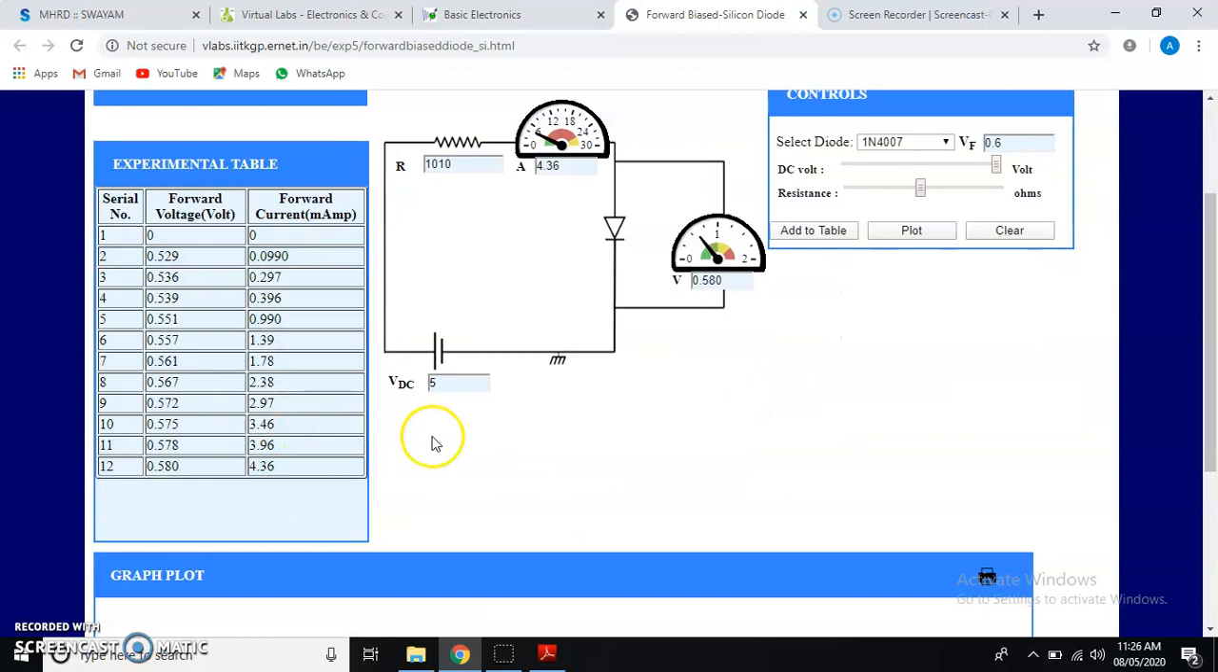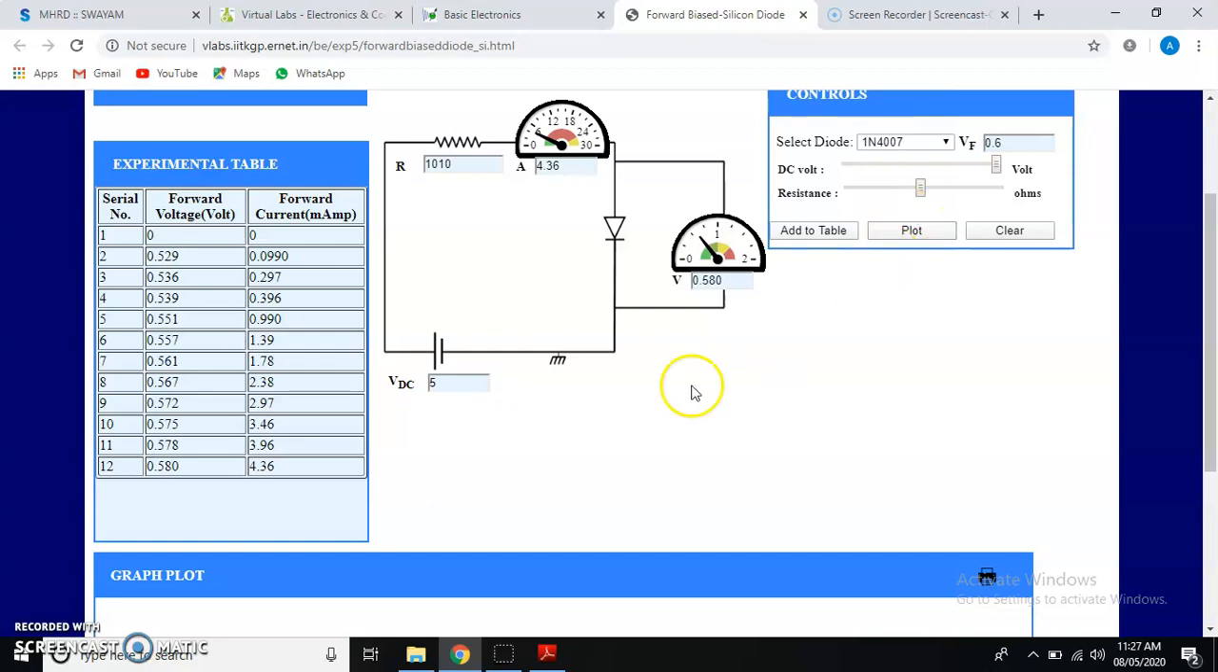So in this way, I have not exactly adjusted to 1.5, 4.5 and so on. Randomly I have taken the readings. You are supposed to take proper, neat readings. Now once this observation table is ready, the plot option is given. By clicking on this, we'll get the plot directly.